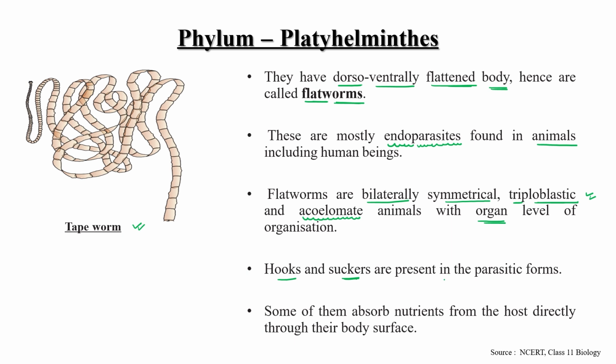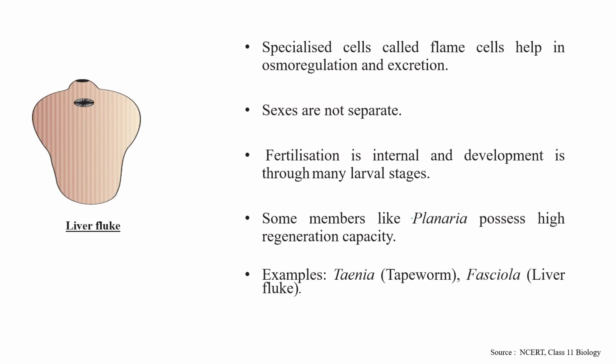Some members of this particular phylum absorb nutrition from the host body directly through their body surface. They are parasitic in nature, so they directly absorb nutrition sometimes from the host body. They also have some specialized cells called flame cells. These help in osmoregulation and excretion. So these flame cells are mainly involved in excretion.